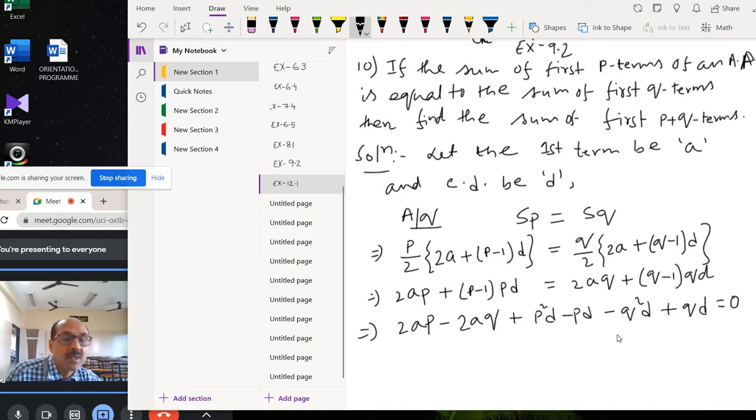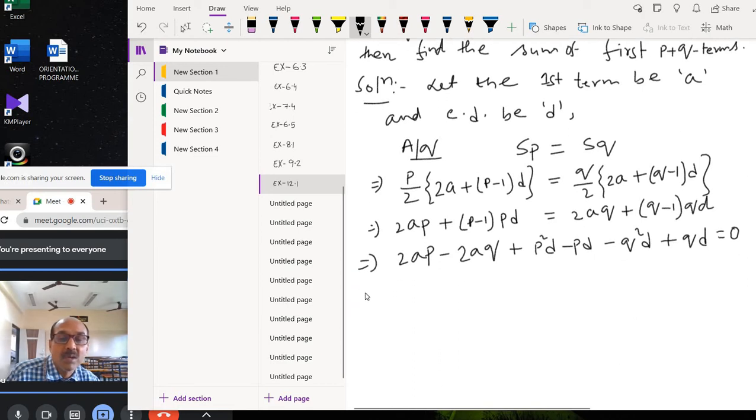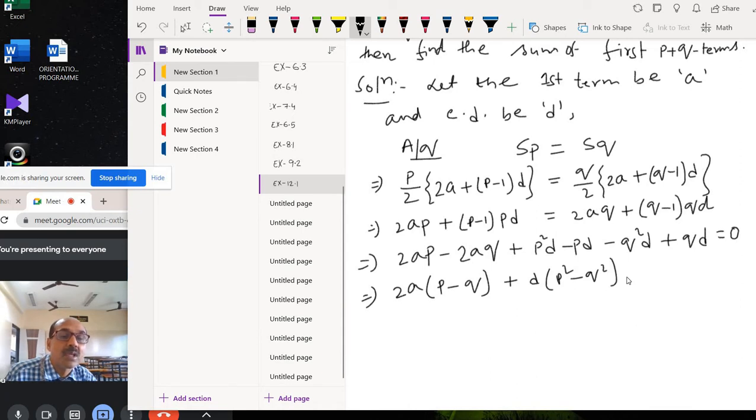Now, from first two terms, 2a is common. So 2a into p minus q, plus d common, p square minus q square minus p plus q, equal to 0. Okay.